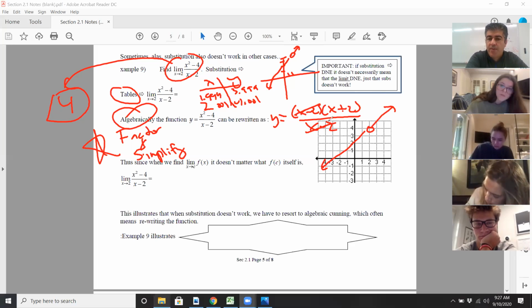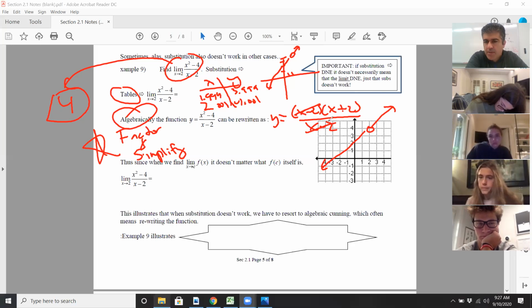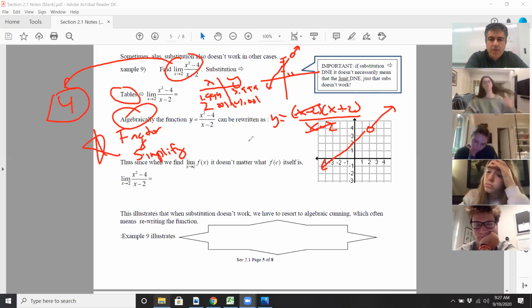Remember, when you cross off factors, that leads to a hole, not an asymptote. Asymptote would be if nothing goes away and whatever makes the bottom 0 is a vertical asymptote. And we're going to actually get into that more deeply next week about vertical asymptotes. But so that's just y equals x plus 2.